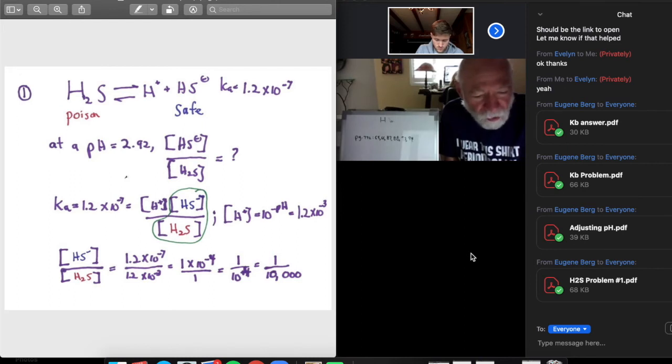Notice it turns out they're pretty nice. It's 1 times 10 to the minus 4. I rearranged this to make it easier to look at. I made it 1 times 10 to the 4 with the 4 in the bottom, which is 1 to 10,000.